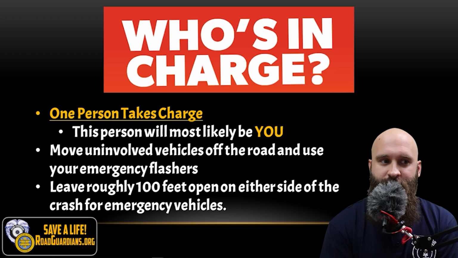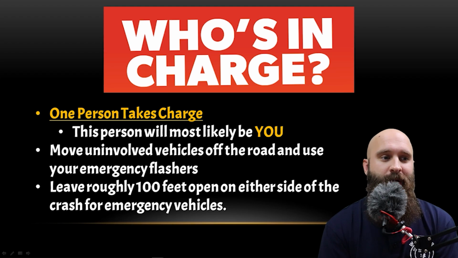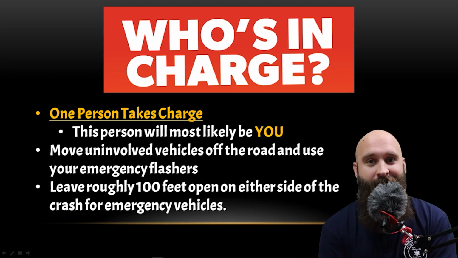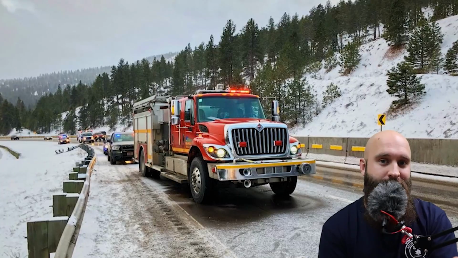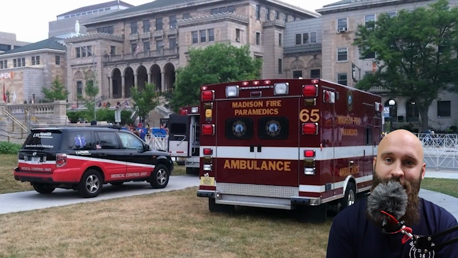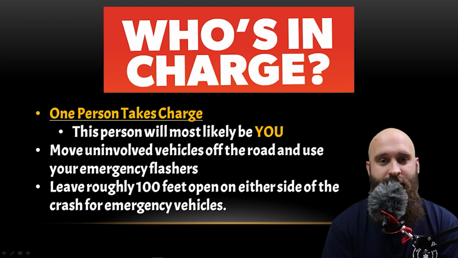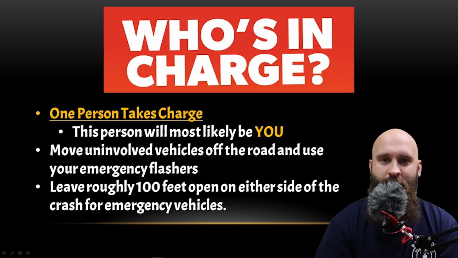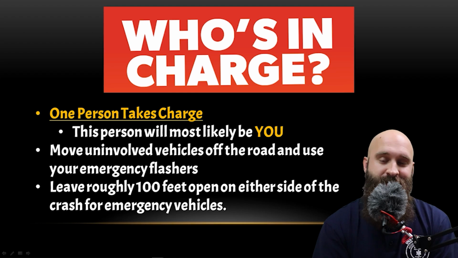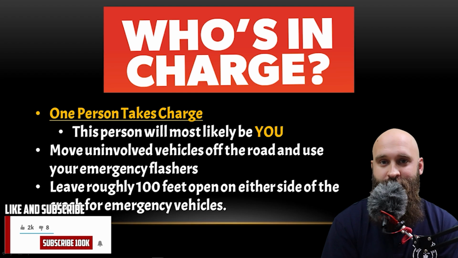So we're going to move the uninvolved vehicles off the road and use your emergency flashers. That's very important because you want to have your bike and everything out of the way so that people can see the scene, so firefighters and EMTs can actually show up and be there. And that's what we're going to talk about: leaving roughly 100 feet open on either side of the crash for emergency vehicles. That way the ambulance can get right next to the patient, the fire truck can get right next to the patient, all the personnel can get right next to the patient. We don't want to be blocking them because that's reducing the effectiveness of EMS. We're trying to increase the effectiveness of EMS, okay?